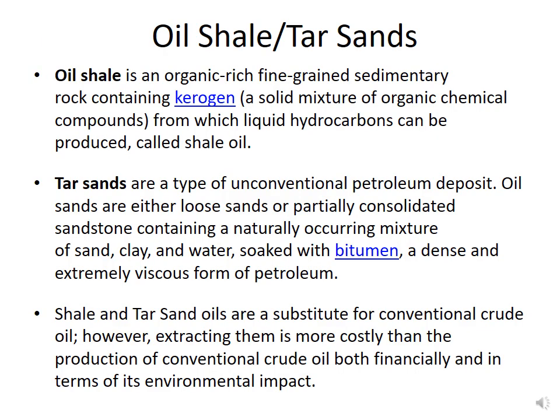So there are other types of hydrocarbon reservoirs that we do need to talk about because of their proximity to Utah and the environmental impacts. One of those is oil shale. Oil shale is a sedimentary rock that contains kerogen, which is a solid mixture of organic chemical compounds. If you work at it really hard, you can convert this oil shale into liquid hydrocarbons that we refer to as shale oil.